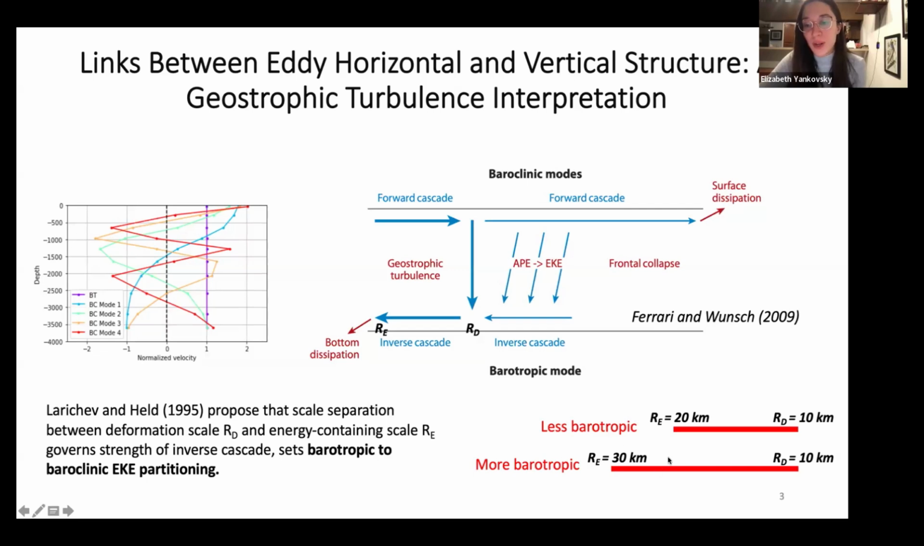Just to emphasize what I mean here, if we imagine that the deformation scale, for example, is at 10 kilometers, and then our eddies are growing to a scale of 20 kilometers, this situation is going to be less barotropic than a situation in which the eddies have grown to a larger scale. Of course, the question is then, what sets the eddy growth and what sets the arrest of this inverse cascade? So what limits R_E, but I'll be speaking about that later as well.